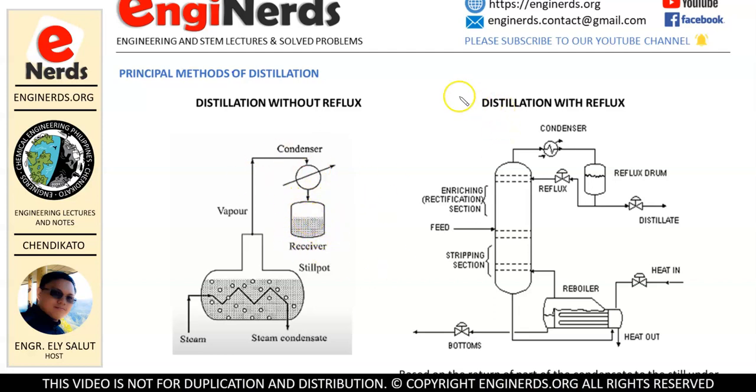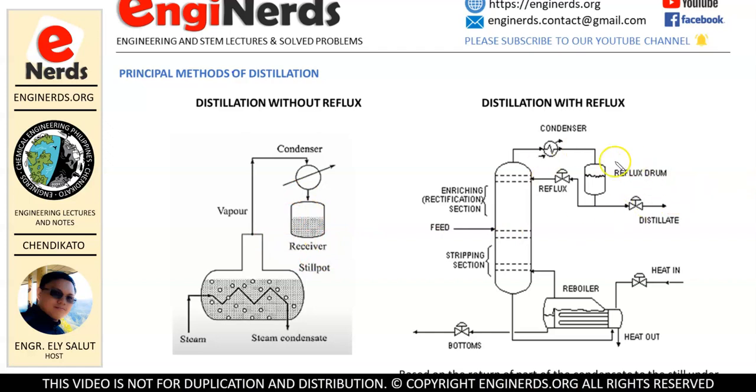Now, what is the difference between this and our distillation with reflux? Basically, what's happening here is that in our still, our vapor will pass through this path and will be condensed. We have a condenser here. And then it is collected in our receiver, and we call this the reflux drum. Now, the difference between these two is that in our first method, we just collect our condensed vapor or our distillate in our receiver.